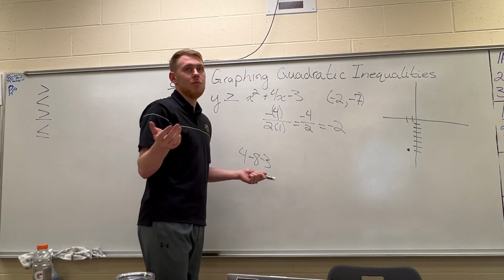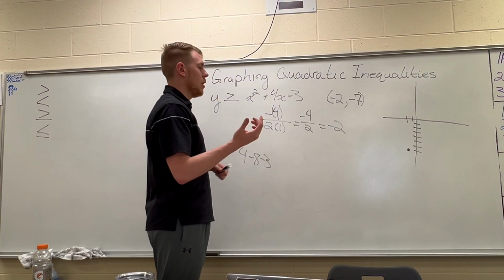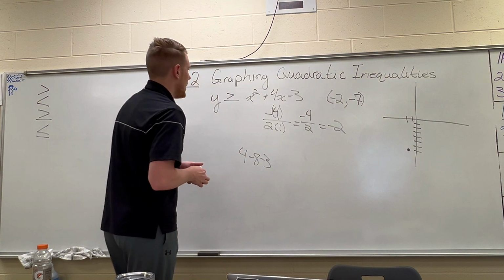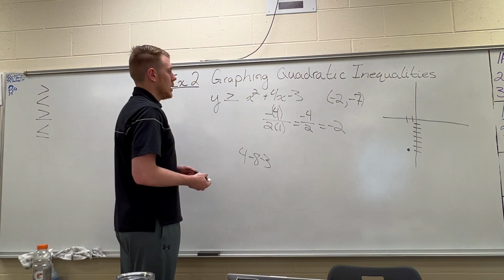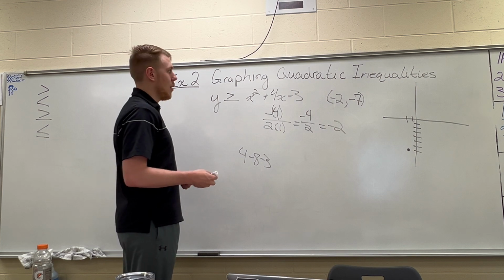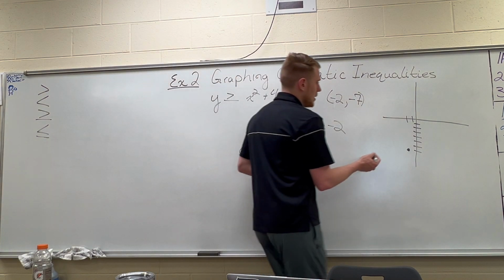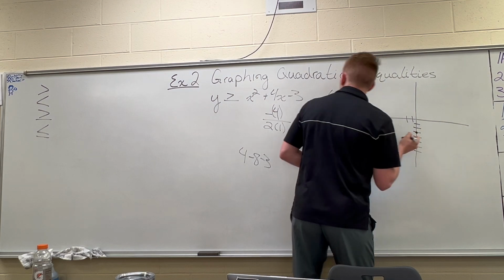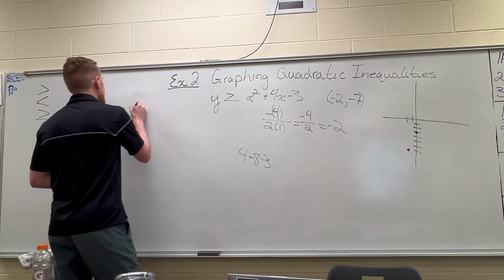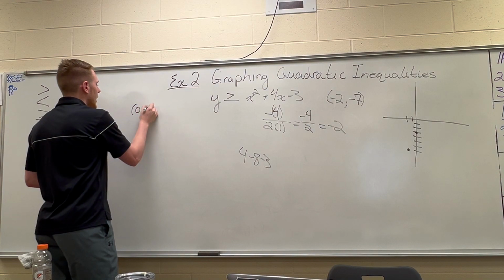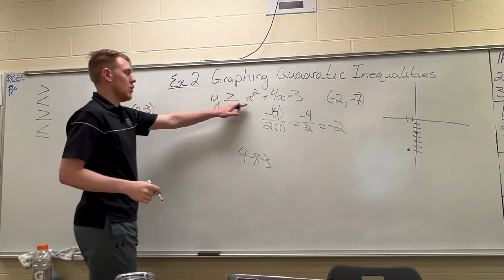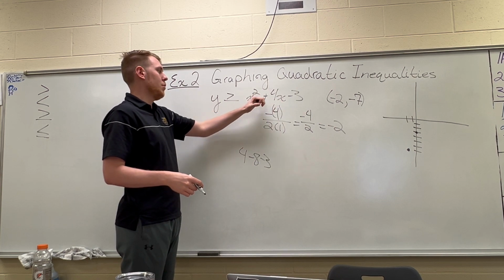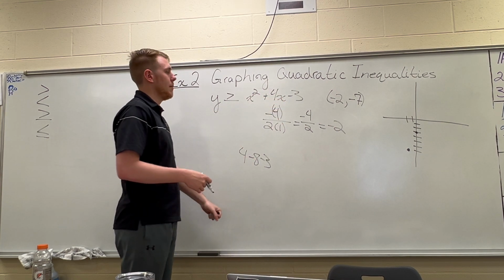Again, find 2 points. 1 on the left, 1 on the right. So I'm putting 0 in. Again, 0 is easy. 0 squared, 0. Plus 4 times 0, 0. Minus 3. My point is 0, negative 3. Okay? Plugged in 0, and I get negative 3. 0 squared, 0. Plus 4 times 0, 0. So 0 plus 0 minus 3, negative 3.